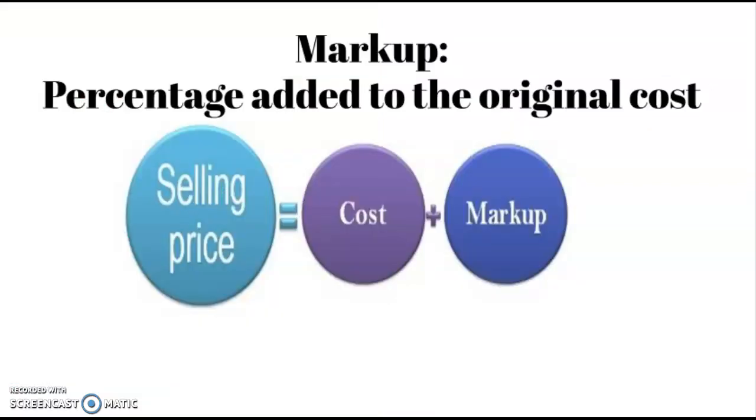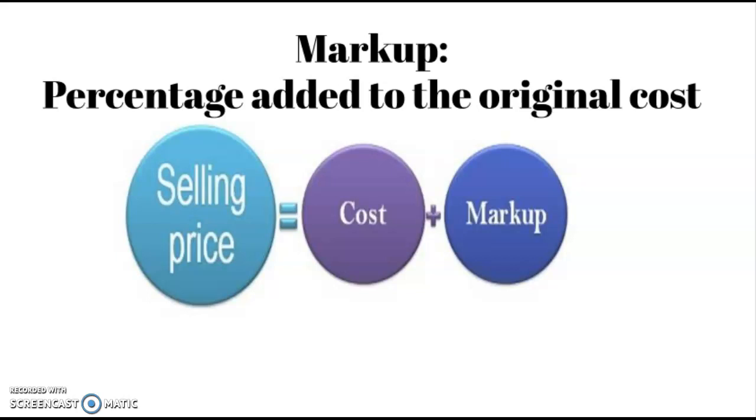Markup works the same way. Markup is a percent added to an original cost. So all of these things that we've learned about so far are percentages that get added. A markup is something that helps a company get a profit. So let's say we are selling sleeping bags for a company that does camping supplies. If we buy 1,000 sleeping bags, we can buy them at a cheaper rate than if we were to buy one. That's called a wholesale price.